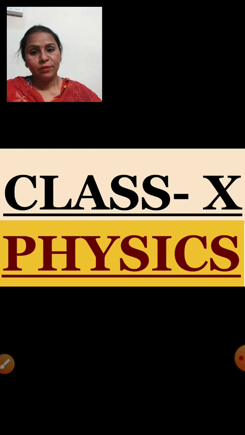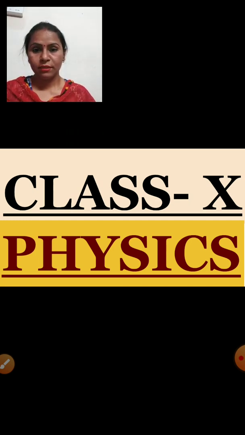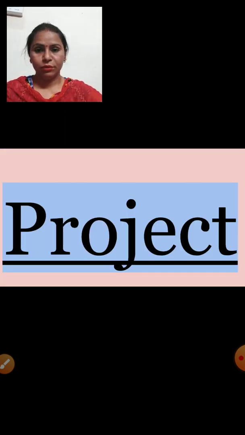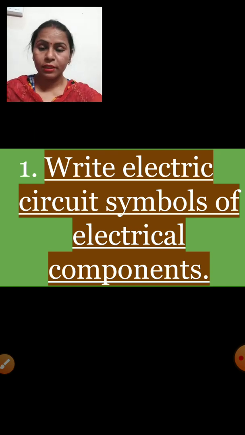Children, as we have finished our chapter 12 in physics, now I am giving you some work in physics. What type of work am I giving? It's a project work. The topic of your project work is electricity. The first question in this project is: you have to write down the electric circuit symbols of different electrical components. You have learned this in your chapter on electricity also.